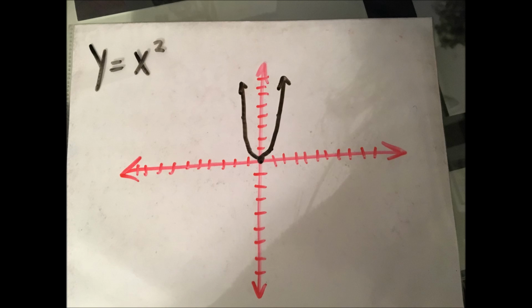So this is what the equation y is equal to x squared looks like. It's just the basic parabola, starting with its minimum at 0, 0, and then you just plug in values for x to get y.